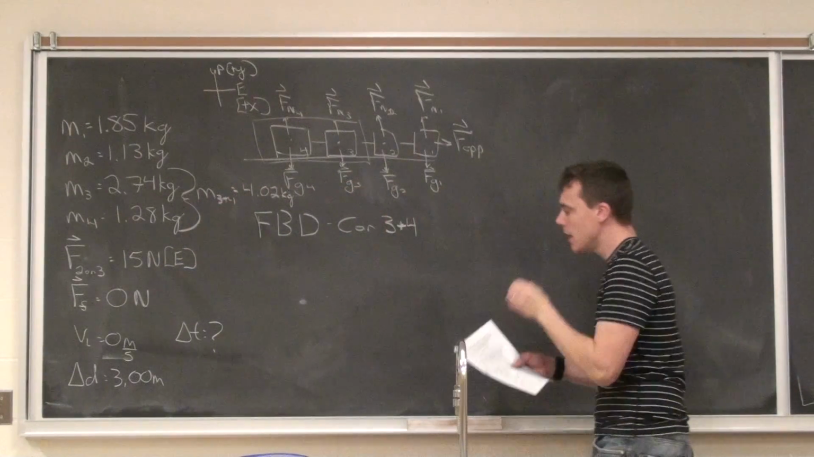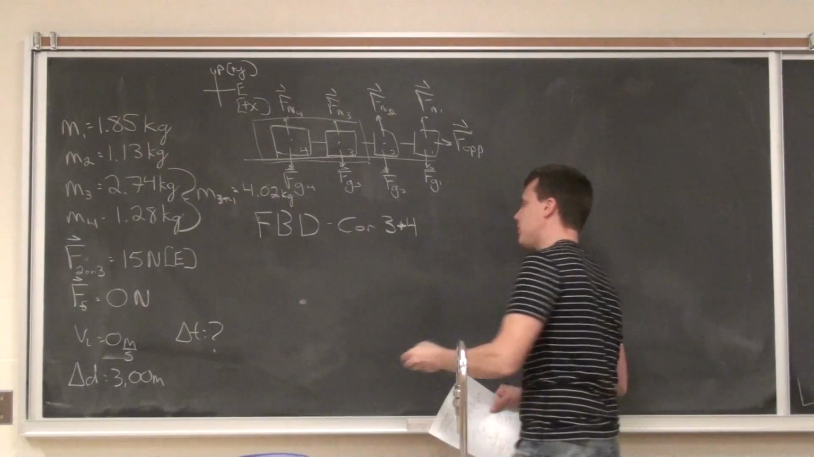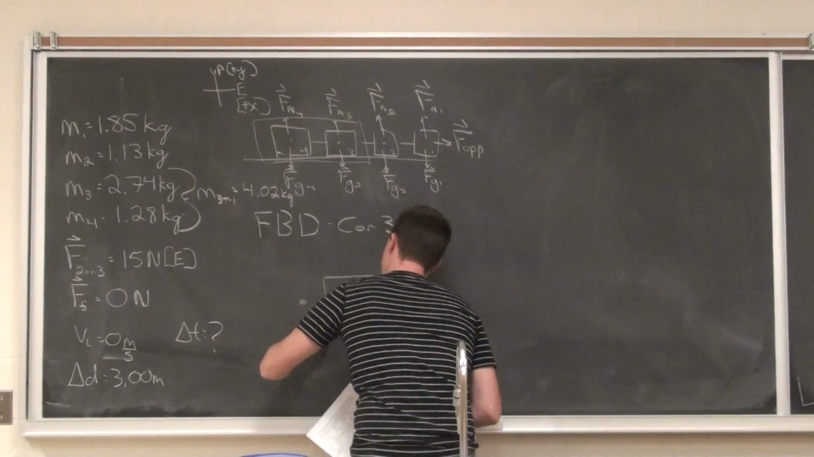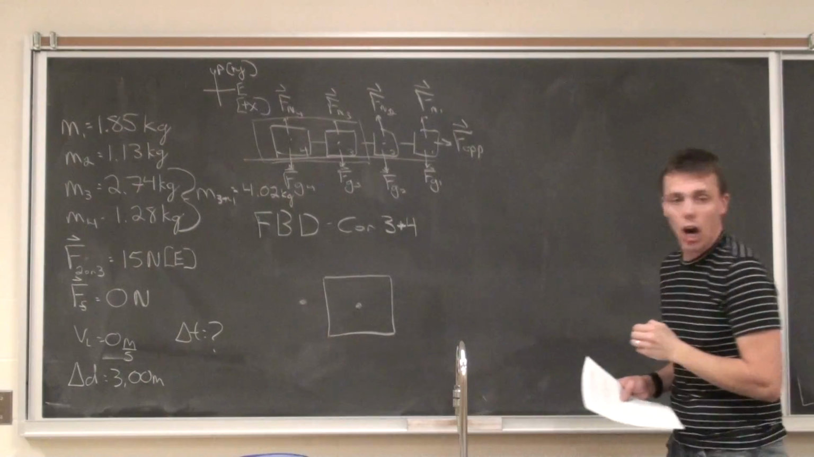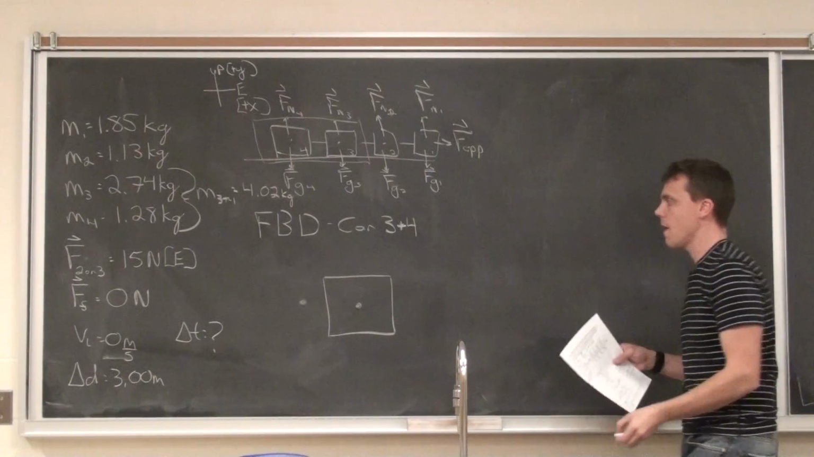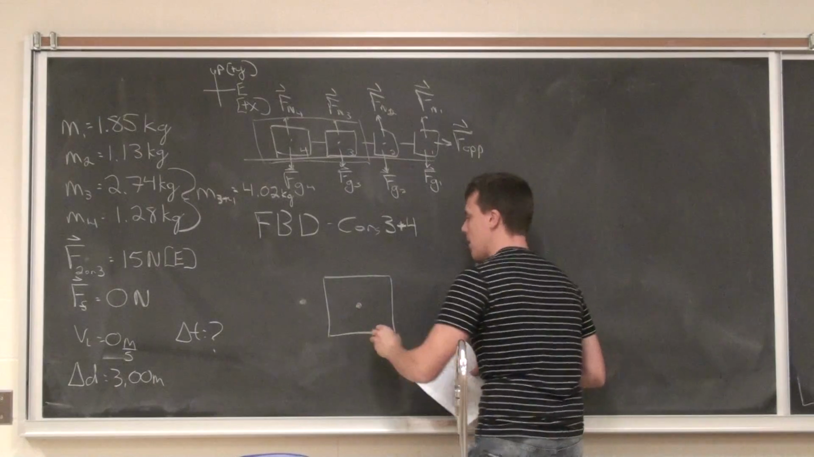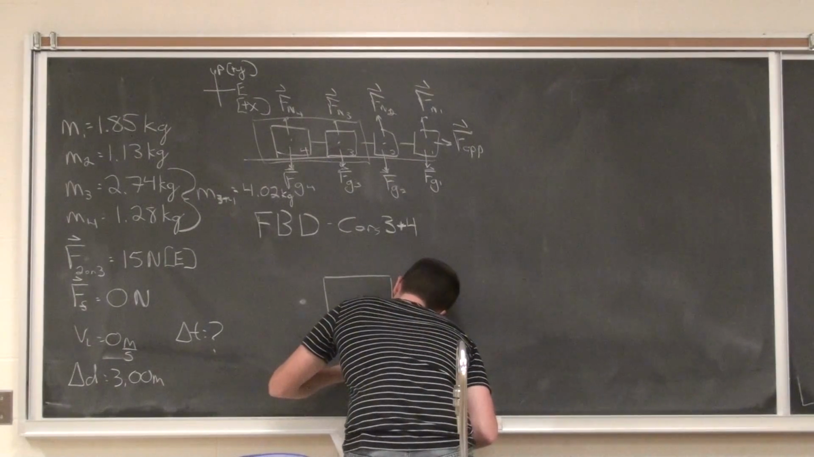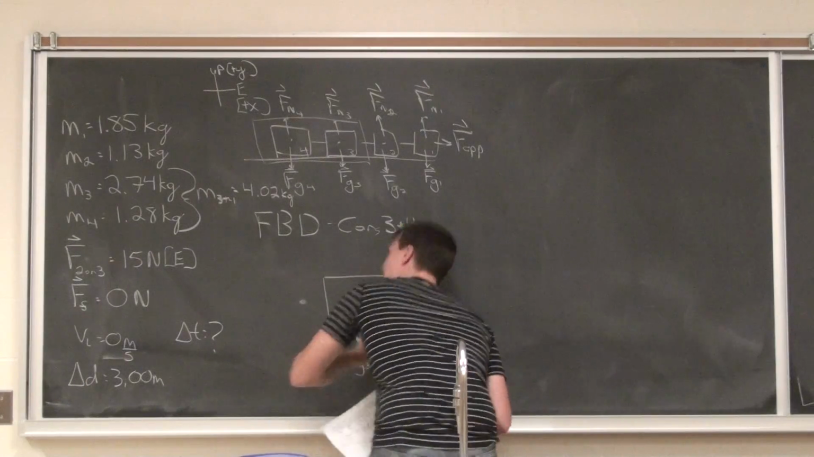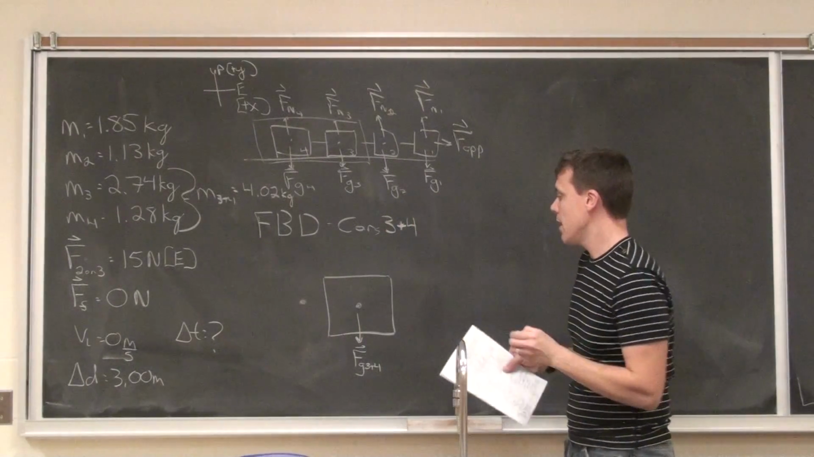Now I draw my free body diagram. So again, I represent cars 3 plus 4 as a box. I put the force of gravity. So remember, your free body diagram displays all of the forces acting on our thing, force of gravity.